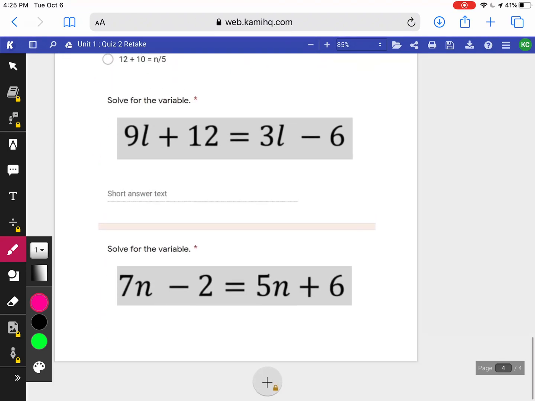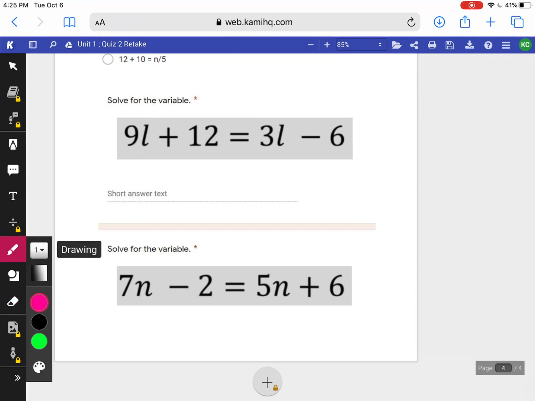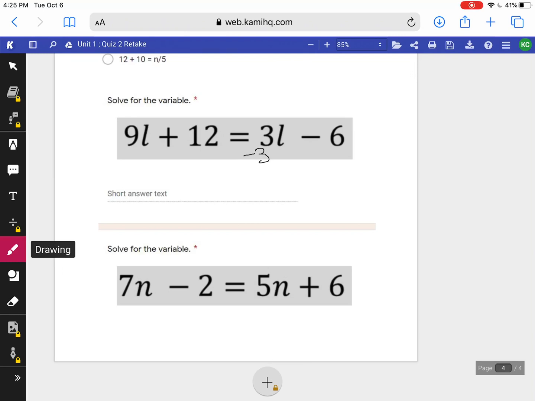The last two problems we had to solve for the variables. So we're looking at collecting like terms. I have L's on both sides. I want to move the L that has the smaller value. So I'm going to subtract 3L from both sides. 9L minus 3L is 6L. I bring down that plus 12 is equal to -6.